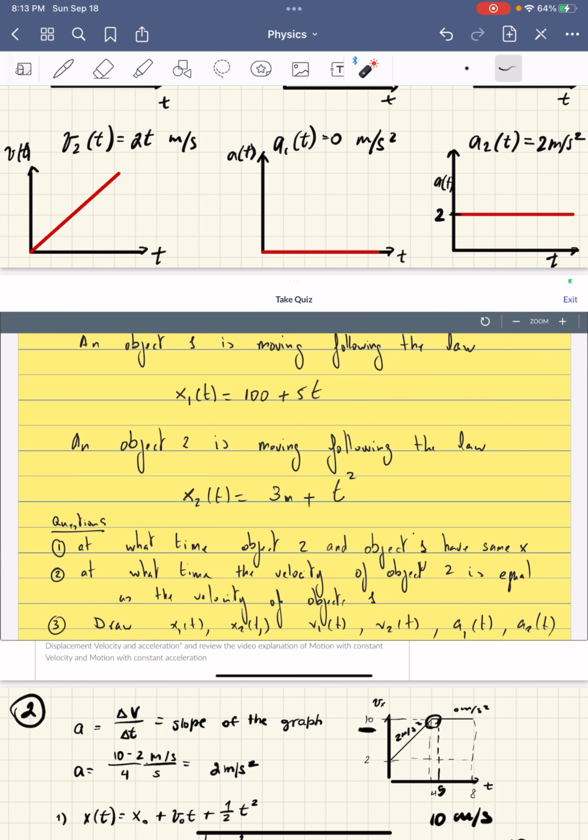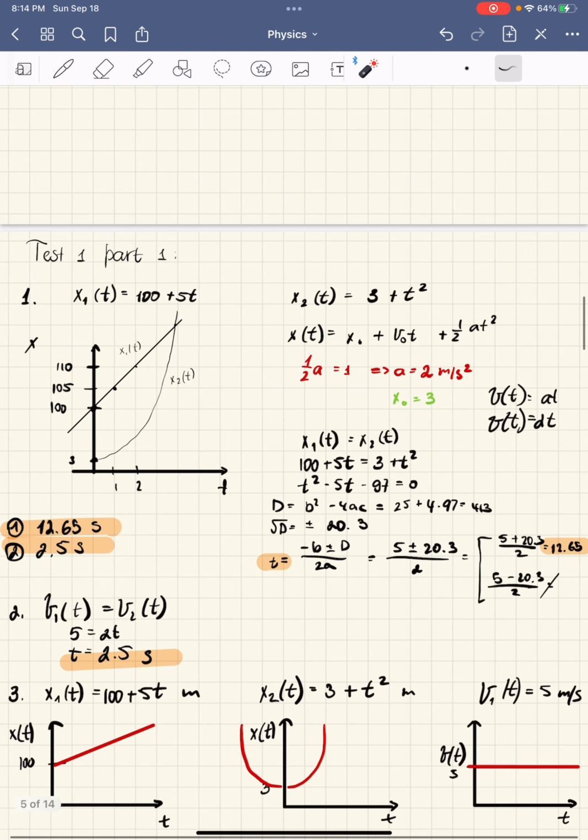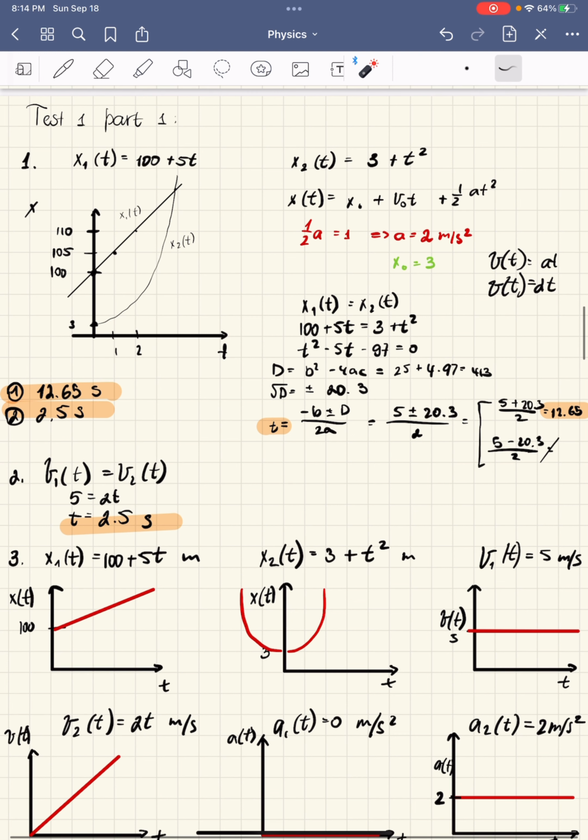Meaning, when do they have the same speed, at what time? And the third question: draw x1 of t, x2 of t, v1 of t, v2 of t, a1 of t, and a2 of t. So this is my solution. As we know, the first object is moving following the law x1 of t equals 100 plus 5t, and the second object is moving following the law 3 plus t squared.